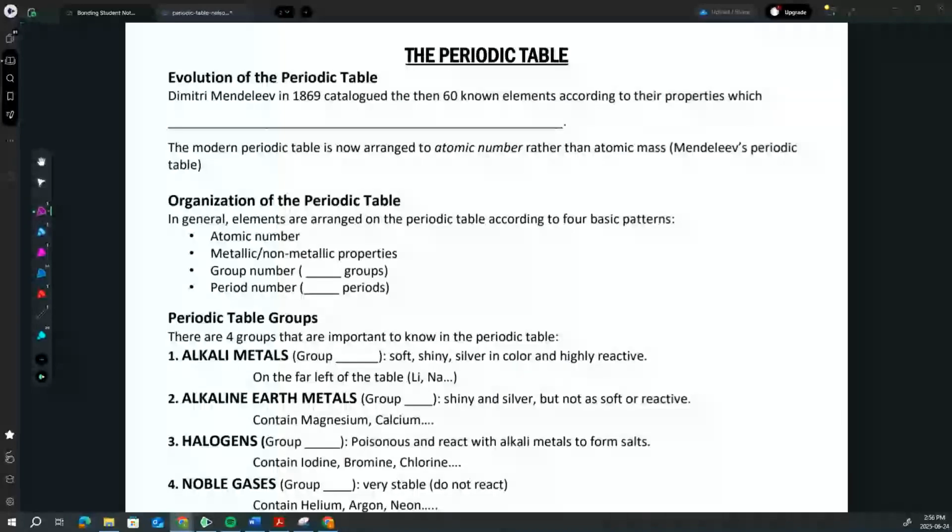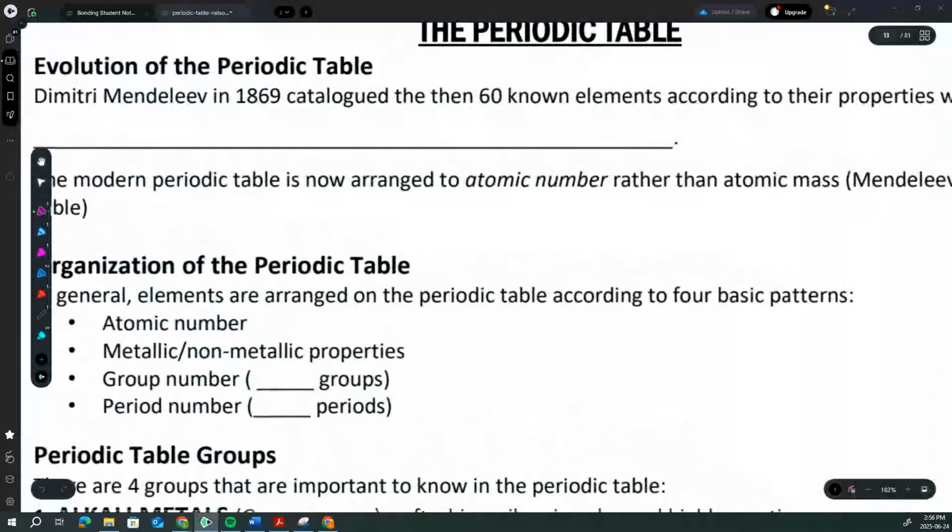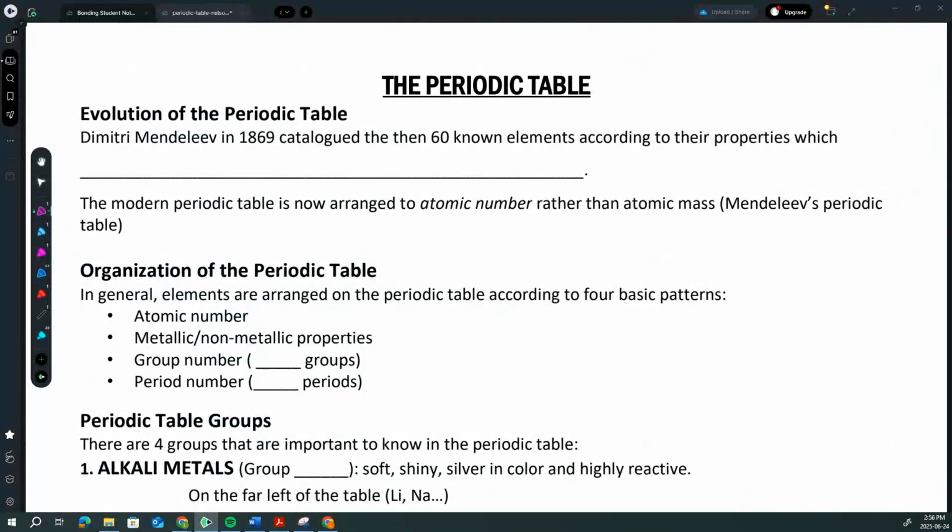The periodic table was first created by a scientist by the name of Dmitry Mendeleev in 1869. And what he did was he cataloged the then 60 known elements according to their properties, which repeated themselves. However, nowadays the periodic table is arranged according to atomic number, so how many protons each element has, rather than the atomic mass, which is how Mendeleev first organized his periodic table.